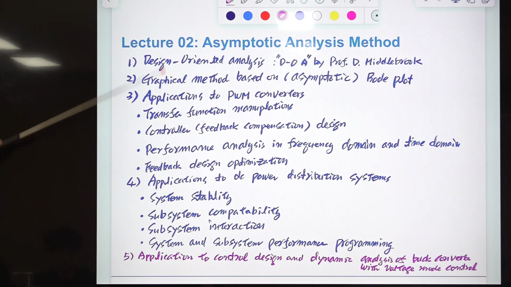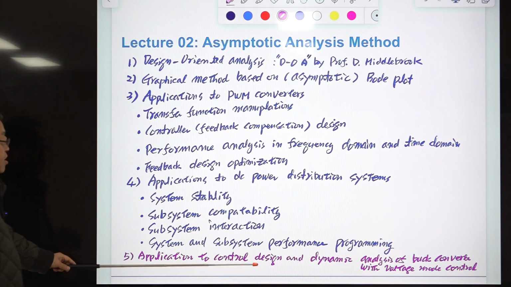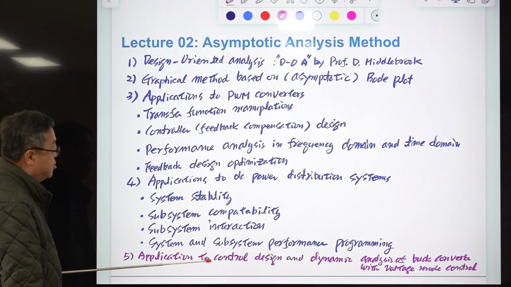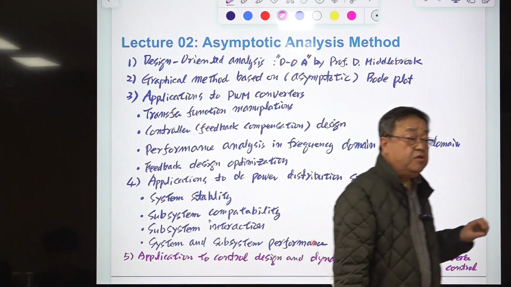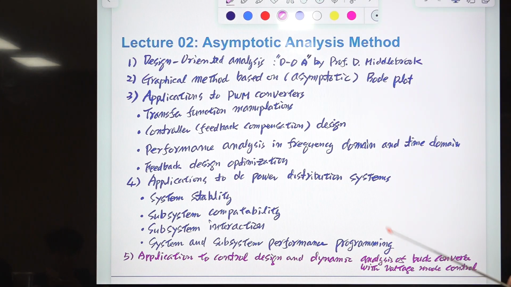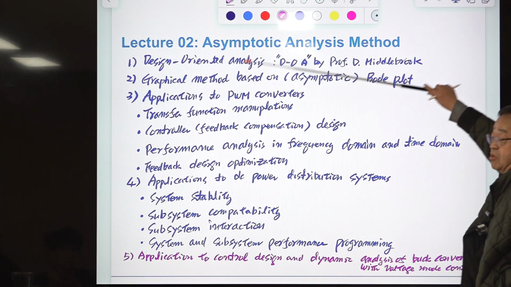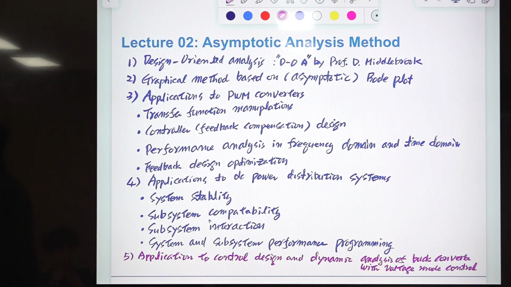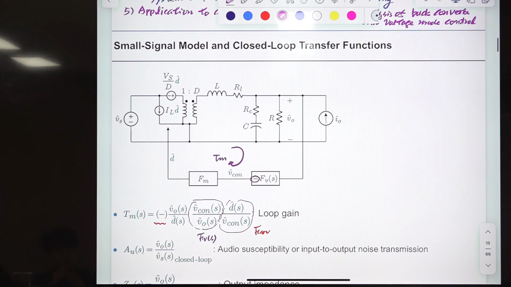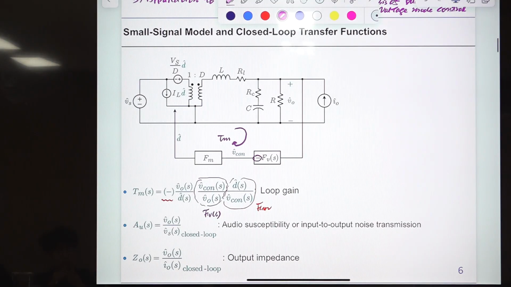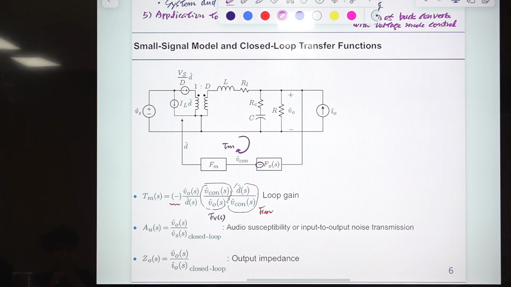That is possible using this asymptotic analysis method and something else. So in this lecture series, our interest is the application to control design. The dynamic analysis of a buck converter with voltage mode control will be implemented using this asymptotic analysis method. This lecture introduces the fundamental basics of this asymptotic analysis method, which is very important, the fundamentals of the entire lecture series.